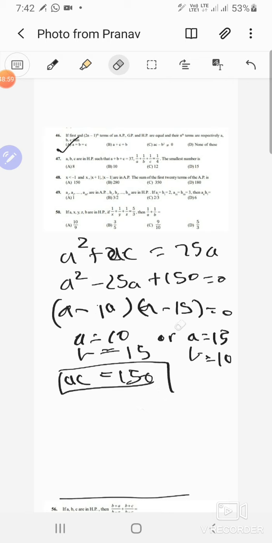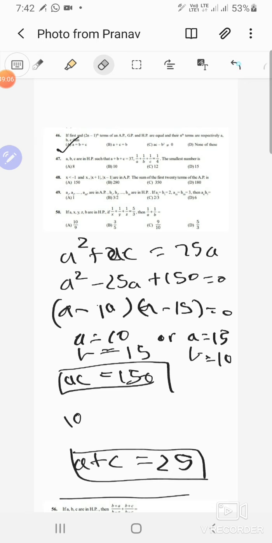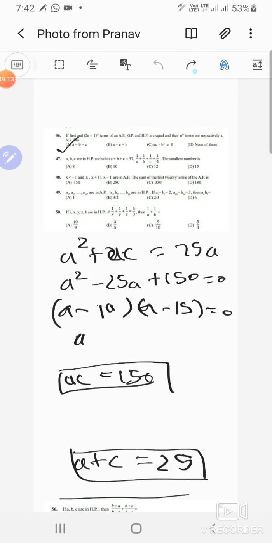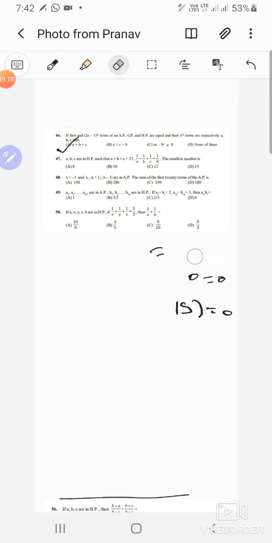So now we know this result, that one of them is 10 and one of them is 15. How much back can we go with this? We can't go any further. Fine, just erase this. So we know one of them is 10 and one of them is 15. What was the middle term basically? So the middle term was, yes, it was 12. So 10, 12 and 15. These are the three numbers. Okay.